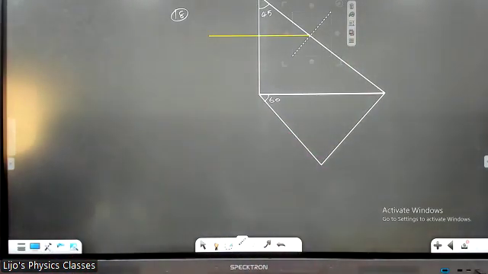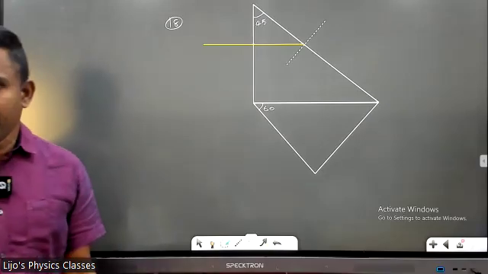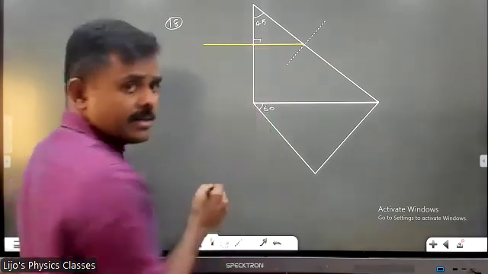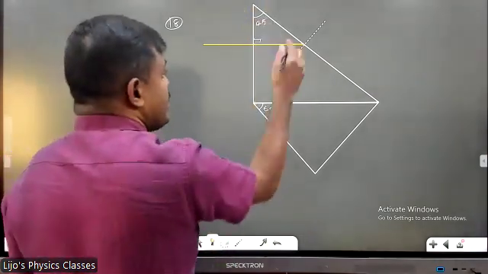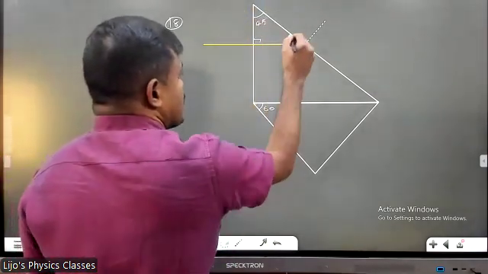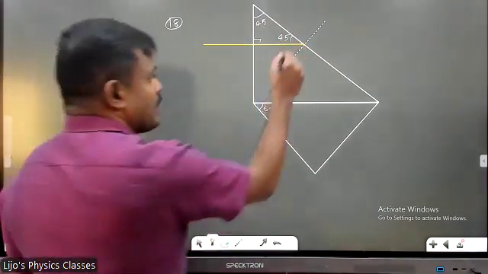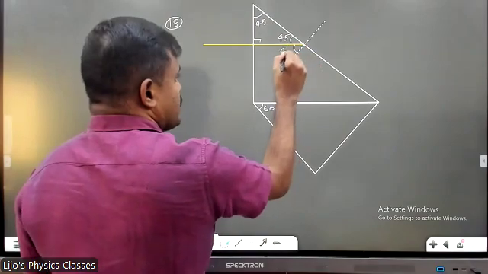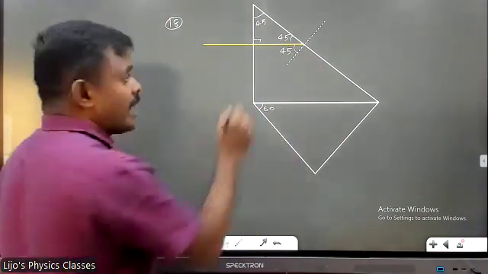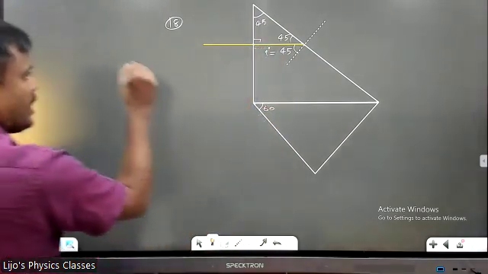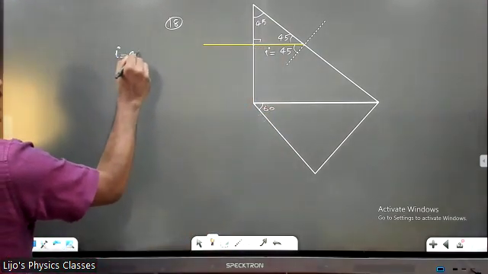Okay, now it's very easy. Now see this. What is the angle here? This angle is 90 degrees. Look at this. This angle is 90 degrees. Now 90 plus 45, 135. This will be what then? 45, right? If that is 45, this is also 45, right? So angle of incidence is what? Angle of incidence is equal to 45 degrees.